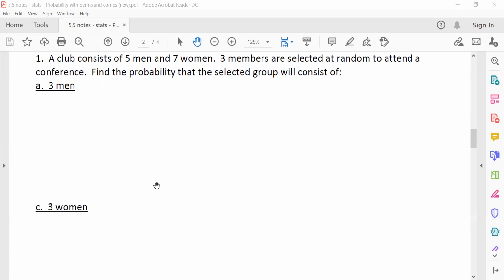Let's say a club consists of 5 men and 7 women. I'm going to assume this isn't like a nightclub, but that this is like a school club.